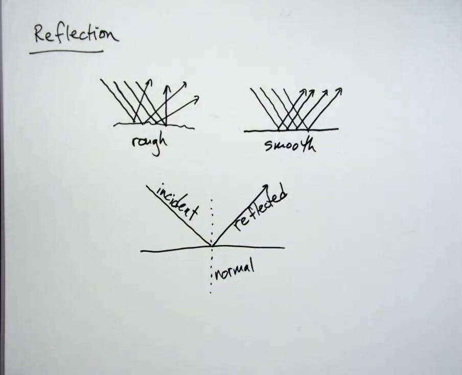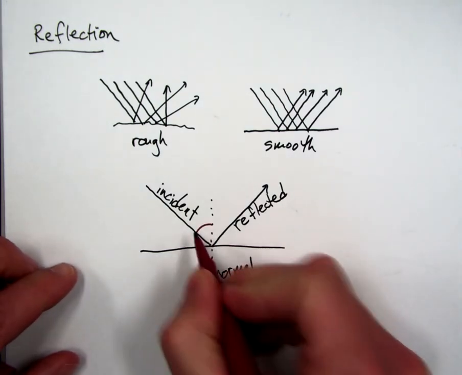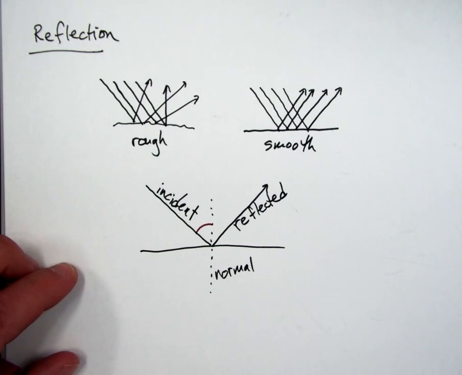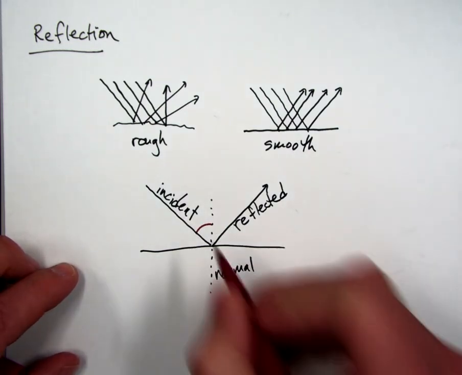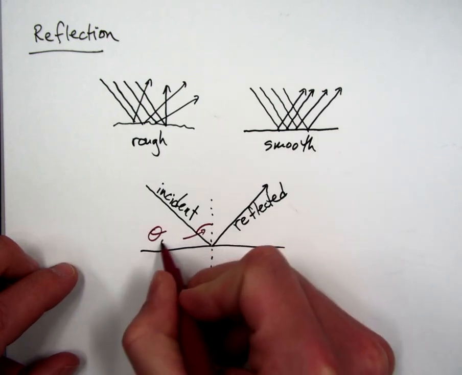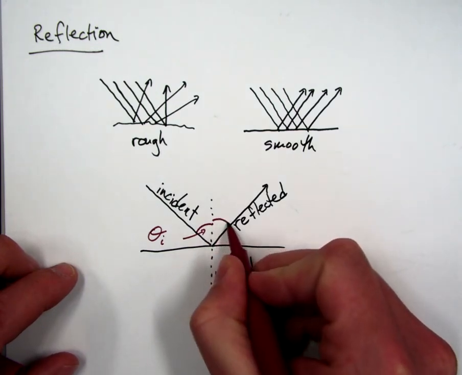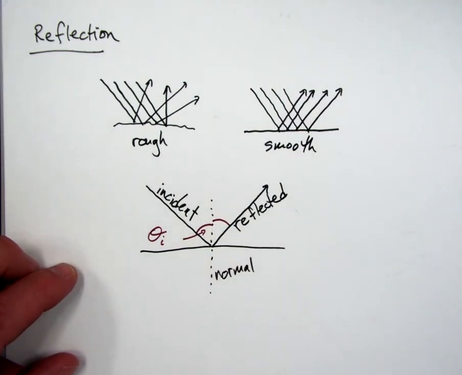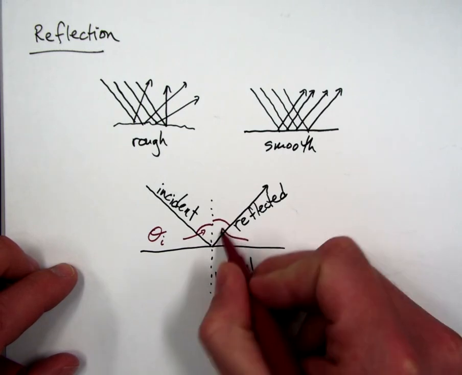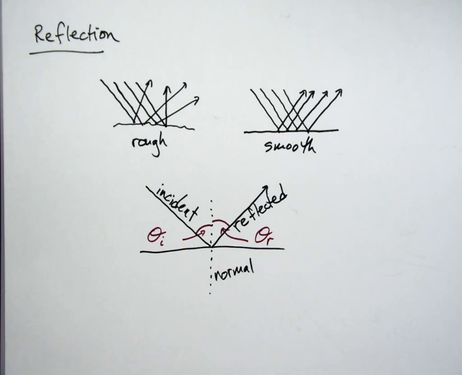Let's define a few things here. Our incident ray comes in and makes an angle with the normal. Our measurements of angles always refer to the distance from the normal, and this angle is called the angle of incidence, or theta I. But the reflected ray coming out on the other side makes an angle with the normal that is called theta R, the angle of reflection.